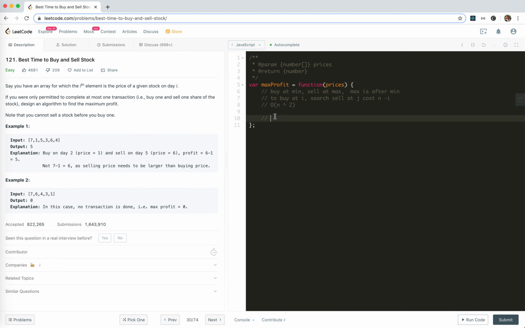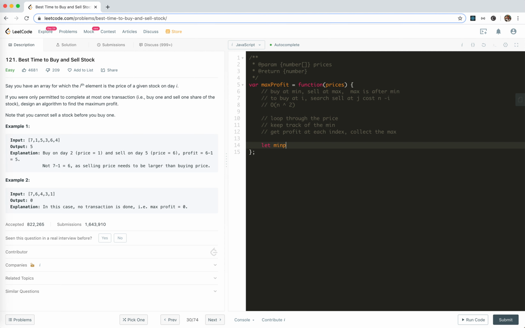So this reminds us we could loop through the prices, keep track of the minimum, get the profit at each index, and collect the max, right? So it's pretty clear. Let's do that.